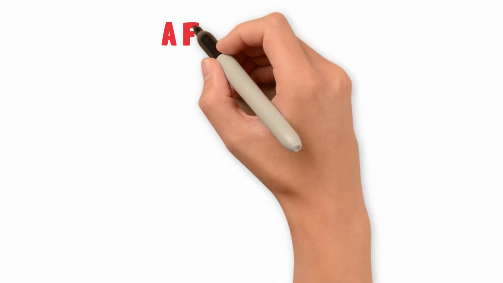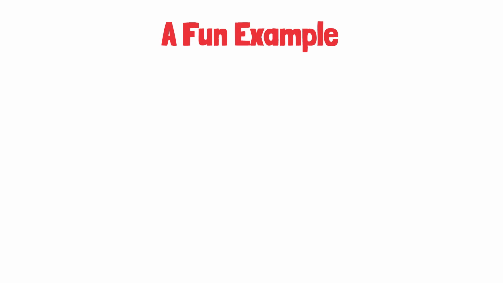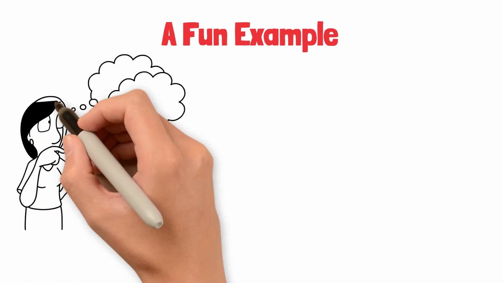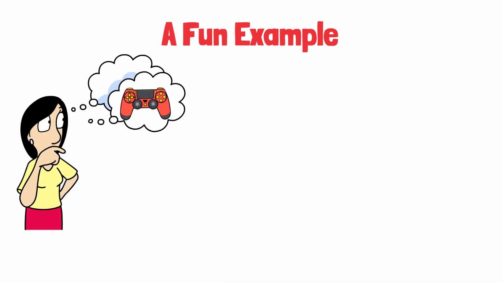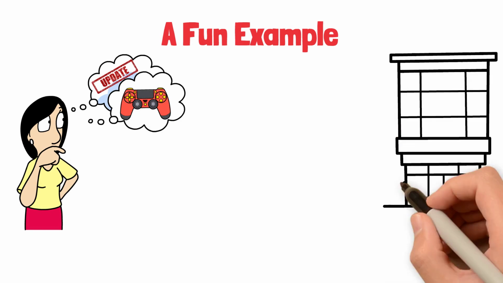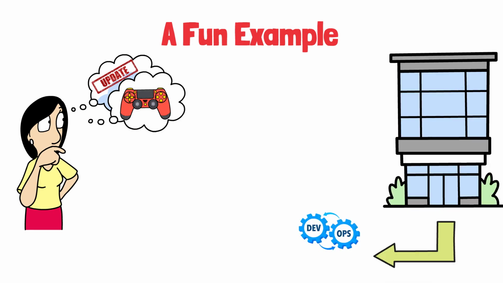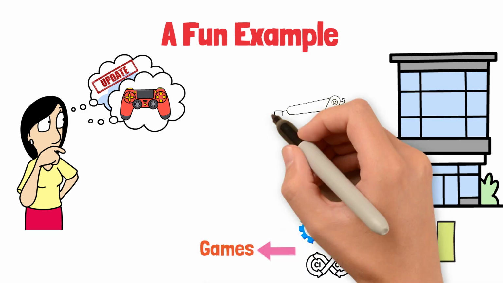A fun example. Think about your favorite mobile game. Have you noticed how it gets new levels or bug fixes every few weeks? That's possible because the company is using DevOps and CI/CD pipelines. It helps them improve the game without waiting for months. The teams work like a well-oiled machine.